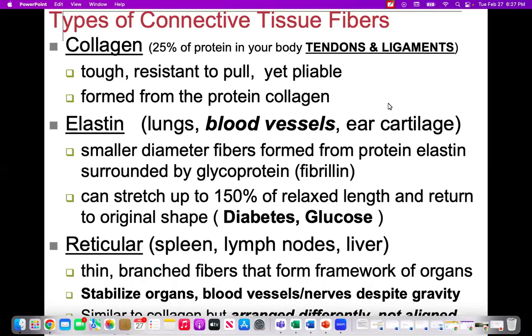Welcome back. We are still on connective tissue. We've spoken quite a bit about the ECM, the extracellular matrix. Let's just briefly comment on the type of fibers that are found, because you're going to hear a lot about collagen and you're going to hear about elastin, and a little bit about reticular, though not as much as collagen and elastin.